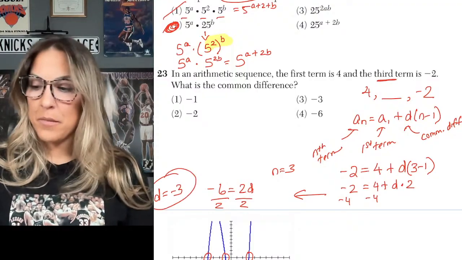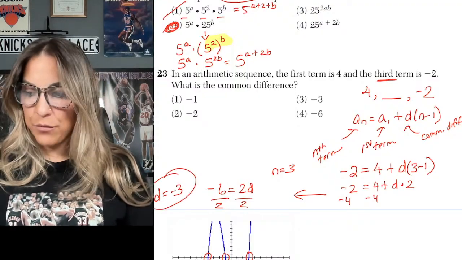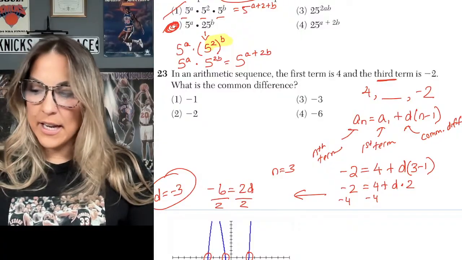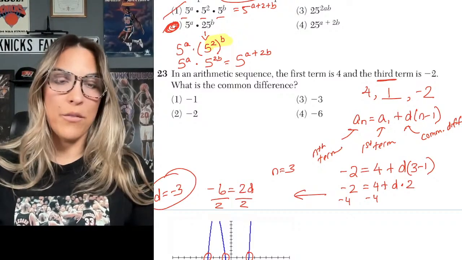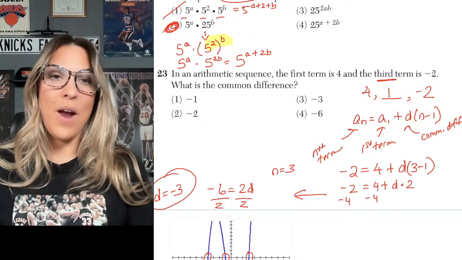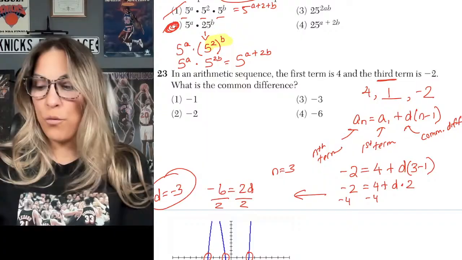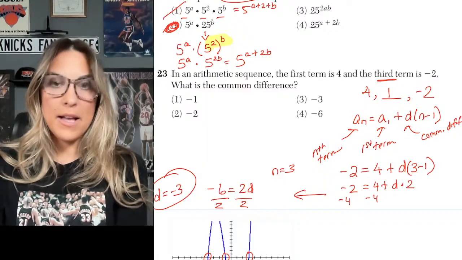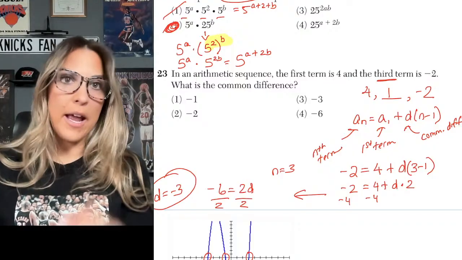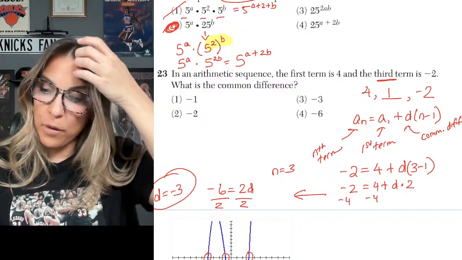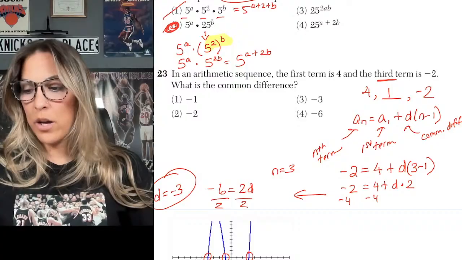negative 3. If it was negative 3, then the second term would be 1 because we're subtracting 3, right? The common difference is the number that you're adding to each term to get the next one. So 4 plus negative 3 gives me positive 1. 1 plus negative 3 does give me that negative 2 that I have next, okay? So the formula, which is straight from the reference sheet, is one way you could have done this.